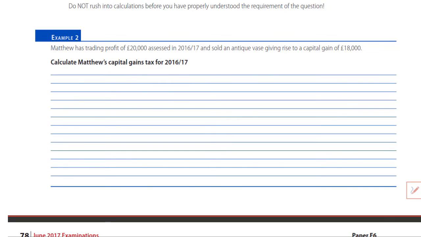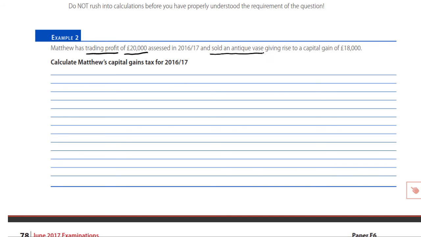Okay, we've now got some calculations, some examples for you to practice on between now and next time. In each of these, we're going to calculate the capital gains tax liability for the taxpayer. Look at the information firstly given in example 2. Matthew has a trading profit there of 20,000. Trading profit, not taxable income. To get the taxable income, therefore, you will need to deduct the personal allowance from it.